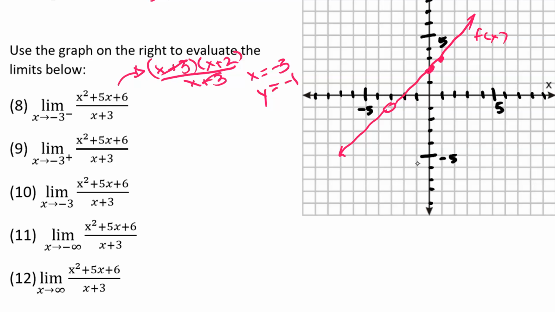All right, so as we approach -3 from the left, we approach a y value of -1. As we approach from the right, we approach a value of -1. And since they agree, we've got -1. Whenever we're doing those overall limits, I want you to give the reason for why that's the case. If you're doing the homework and you don't give me that reason, I'm going to take off some points.